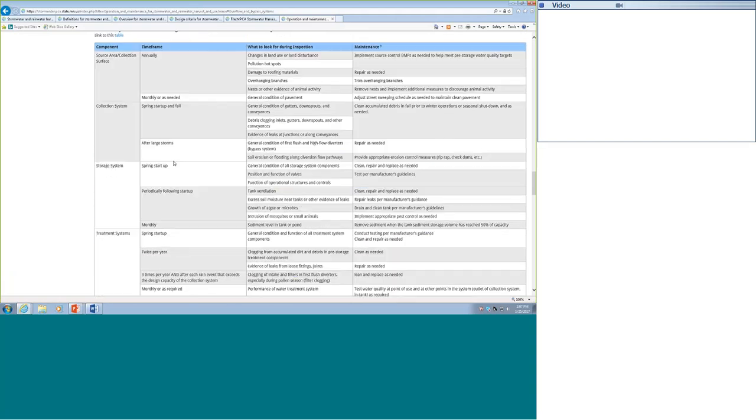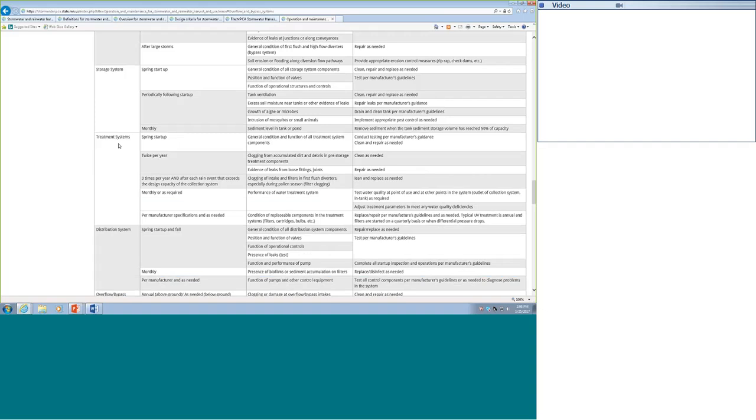There's a column for time frame, things to look for during an inspection, and the type of maintenance activities that are required. So for example, for your source area, every year, think about, has anything changed in your catchment area? Any pollution hotspots that might have happened, some development that might change what sort of source control BMPs or pre-treatment or treatment devices are needed? Is there any damage to your roofing materials, overhanging branches, repair or trim?